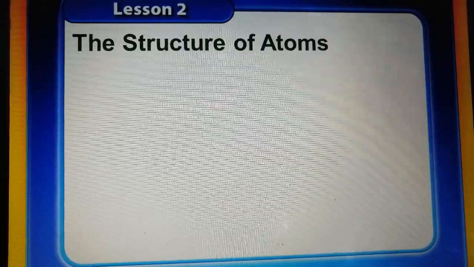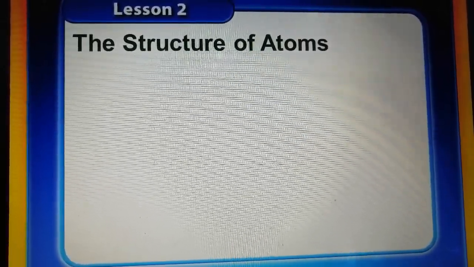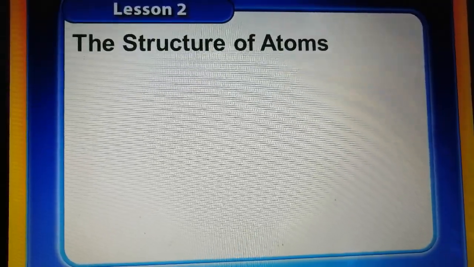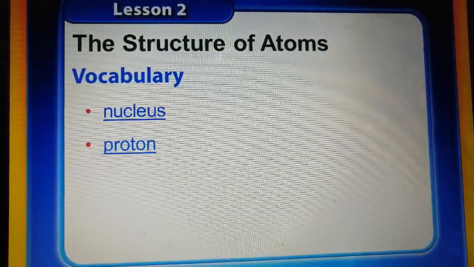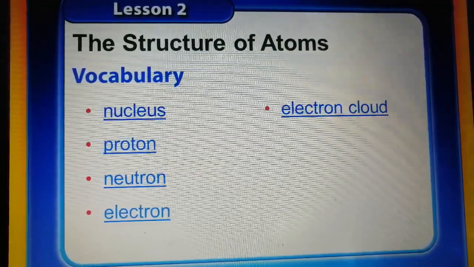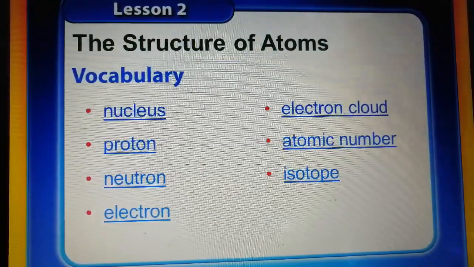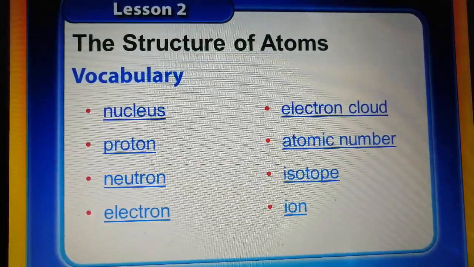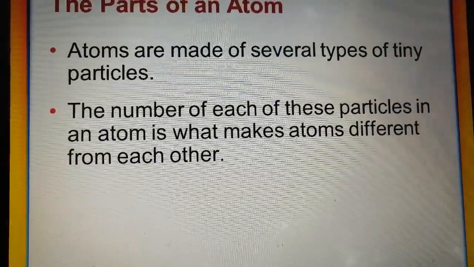Today, inshallah, we will talk about our lesson, matter and atoms, the structure of atoms. Our vocabularies today: nucleus, proton, neutron, electron, electron cloud, atomic number, isotope, and ion. Let's start our lesson now. The parts of an atom.